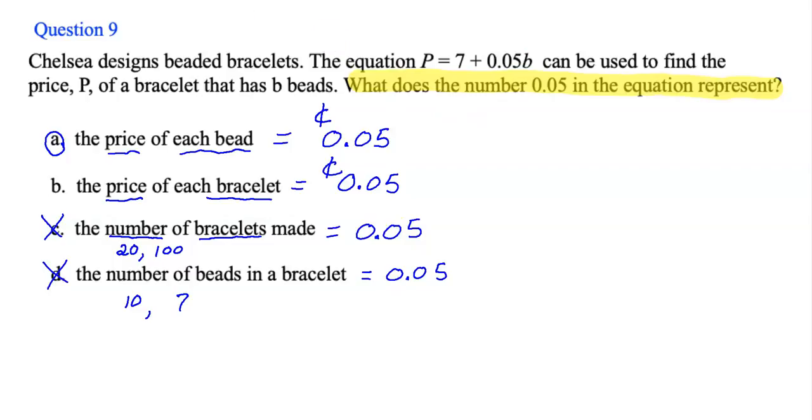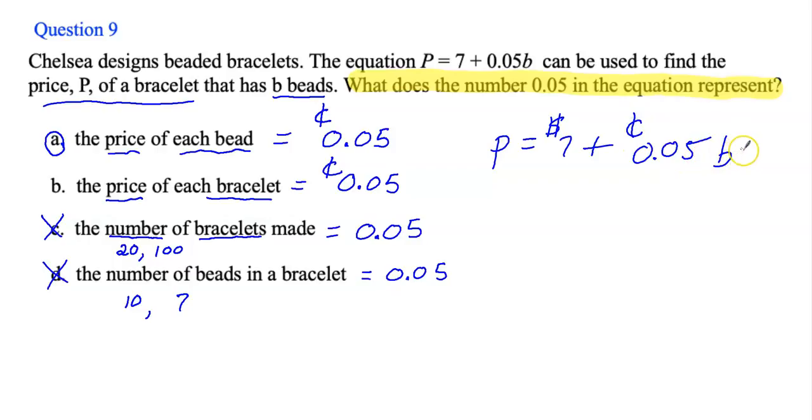Just to be sure, let's write down the equation here, and we'll translate it. P equals 7 plus 0.05B. P is the price of the bracelet, and B is the beads. So let's translate this. This says the price of the bracelet equals $7 plus 0.05 cents per bead. That's kind of a double check, so we're for sure right. A is the answer.